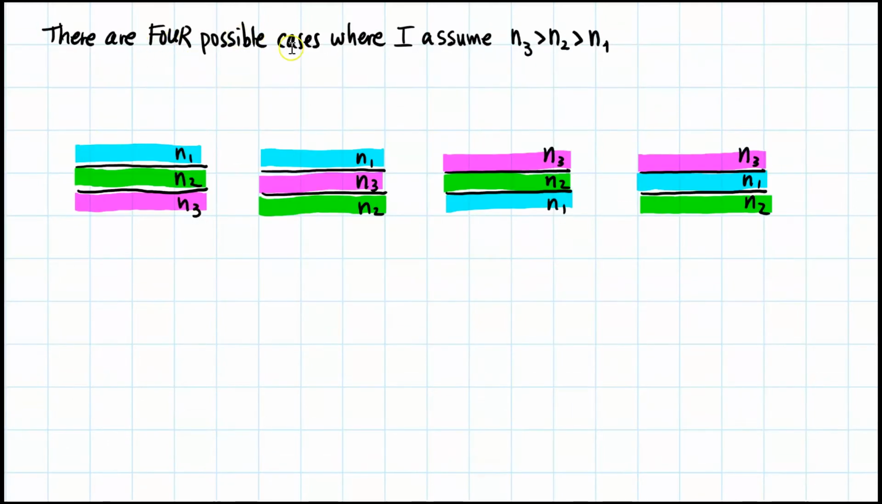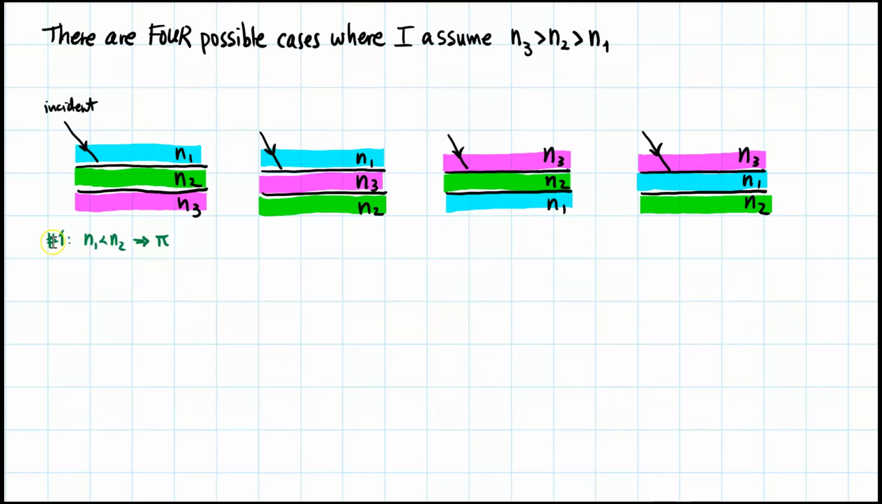There are 4 possible cases where I assume N3 is greater than N2 greater than N1, and you could see that I've labeled N1 in light blue. I've labeled N2 in this lime green, and I've labeled N3 in this pinkish fuchsia color. In all of these 4 cases I have an incident ray in black. The reflected ray I'm going to draw in green. So what is the phase?